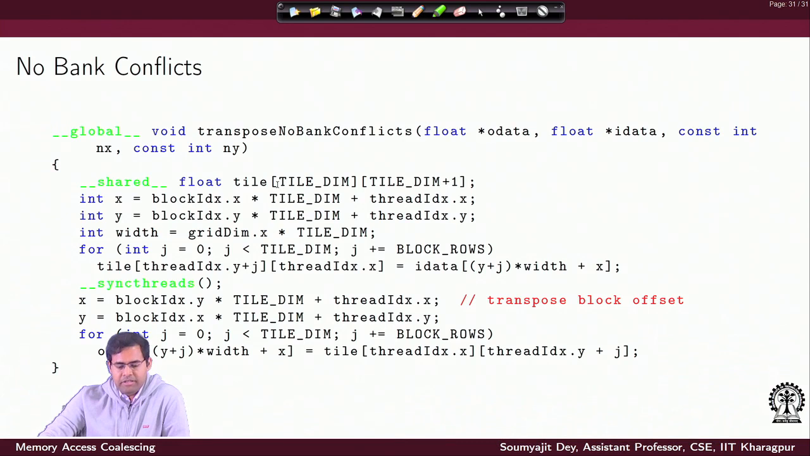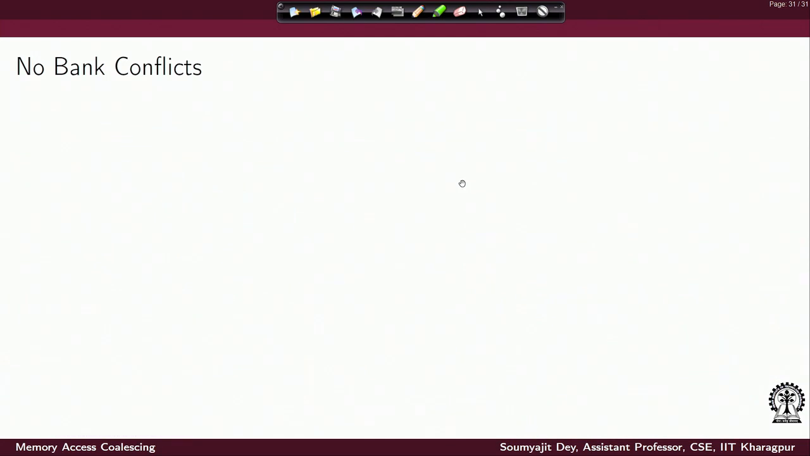The idea is very simple. Keep the code exactly the same as it was, and increase the tile's dimension by 1 in one direction. But the question is, how does this really help? Let us try to figure out what the effect is if I increase the tile's dimension by 1.